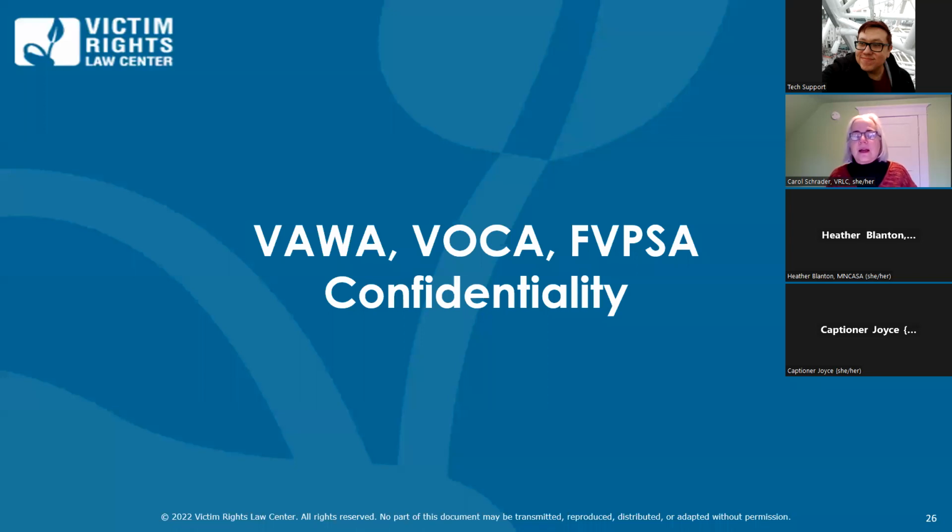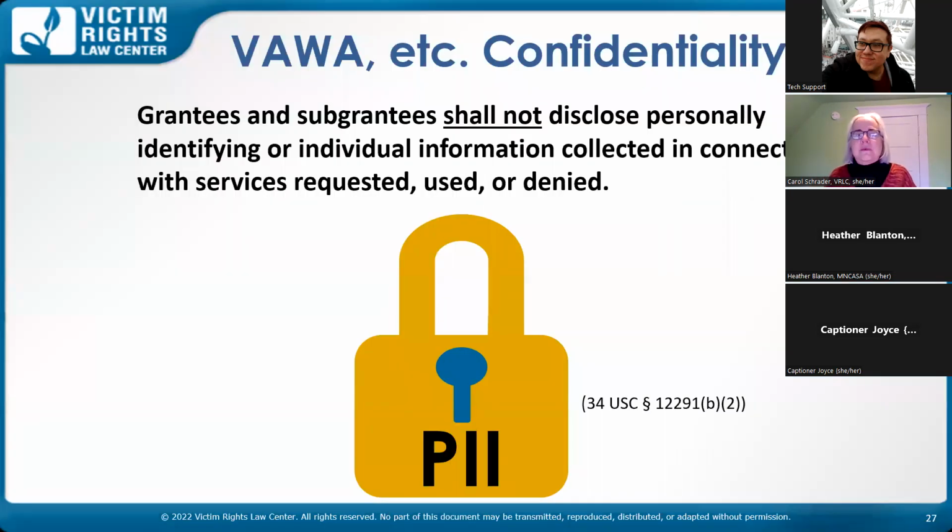We're going to turn to VAWA confidentiality, which also tends to apply to VOCA and FVPSA funded victim service providers. If you're receiving more than one of these funds or otherwise interested in knowing the specific differences between the confidentiality requirements with these three sources of funding or the laws that govern the funding, we have a chart that lines them up. And you can feel free to ask for that with the resource request form.